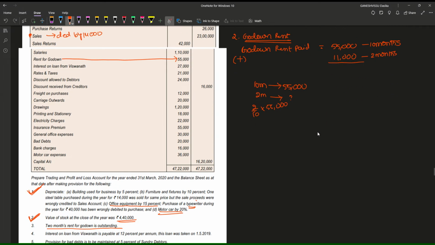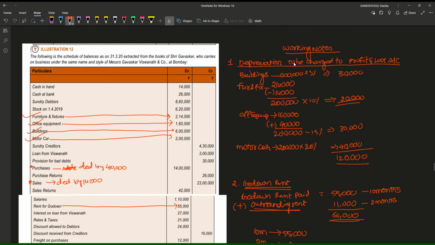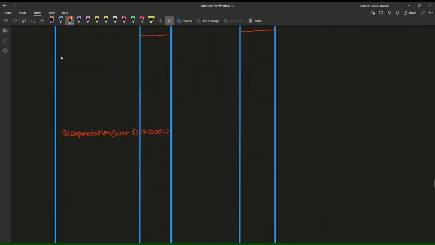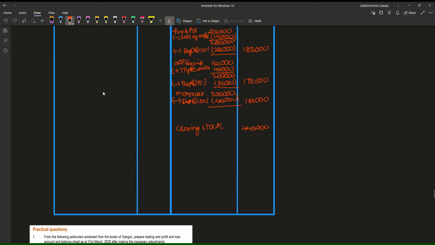And it is to be paid, right? So we can say this is outstanding rent, that is payable rent. So totally 66,000 rupees is to be shown. As it is outstanding rent which is payable by us, we need to show this as a liability. Let us have that on the liability side also. If we take this adjustment first, then there is no difficulty in the problem. So it is an outstanding liability, right? We can show it on the liability side.